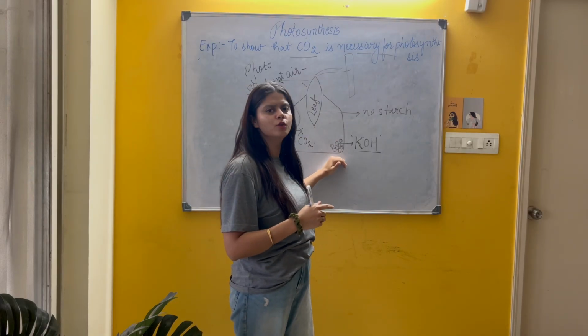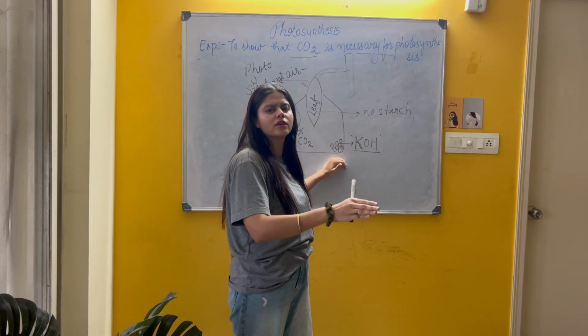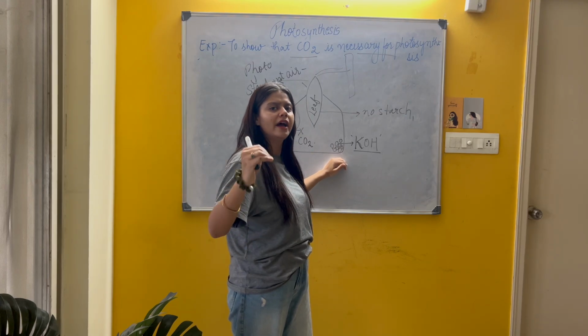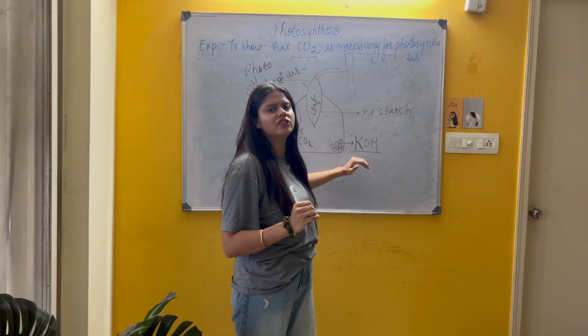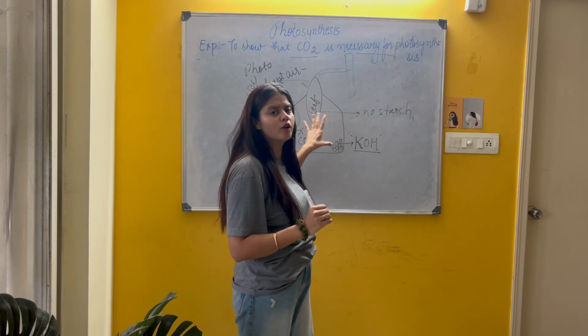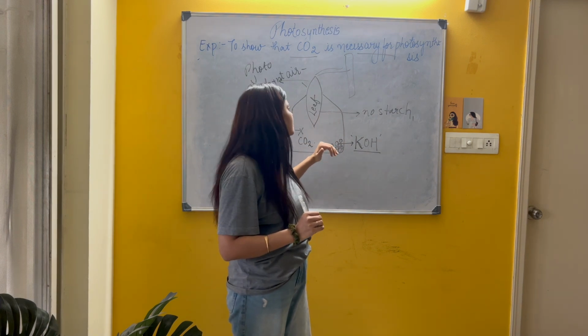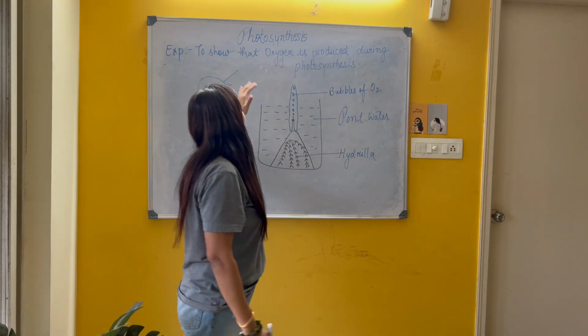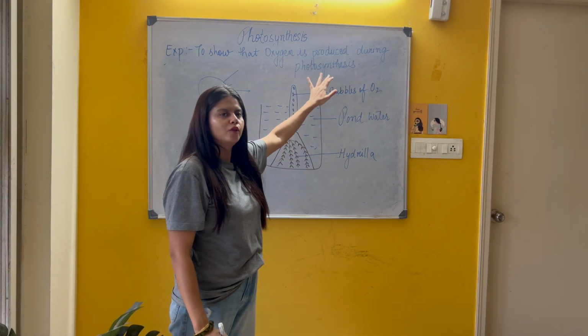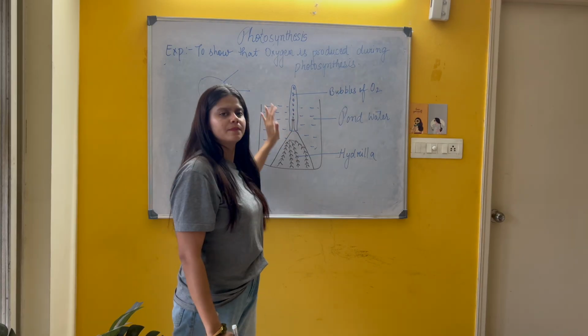So which chemical is used? Potassium hydroxide. What is the formula for potassium hydroxide? KOH. And what is the nature of potassium hydroxide? Potassium hydroxide absorbs all the carbon dioxide from its surroundings. Coming to the next experiment, to show that oxygen is produced during the process of photosynthesis. What is the experimental setup?